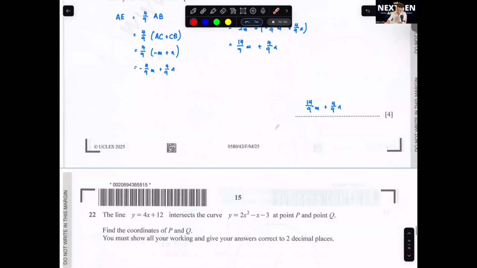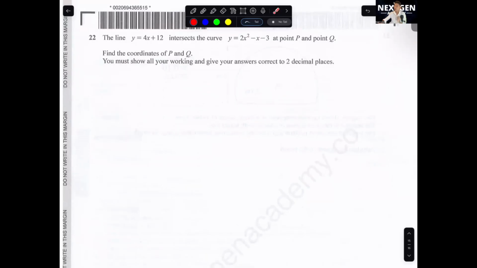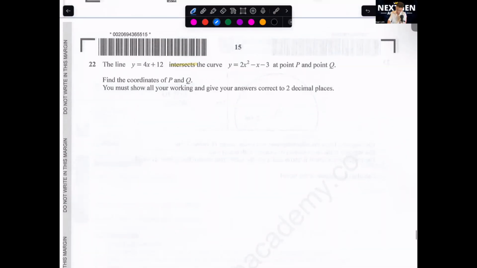Let's go to the last two. The line y equals to 4x plus 12 intersects y equals to 2x squared minus x minus 3 at points P and Q. Find the coordinates of P and Q. You must show all your working and give your answer correct to 2 dp. Intersect means you need to do a simultaneous equation. You got equation 1, equation 2. We're going to do sub 1 into 2. This is a non-linear and linear type of simultaneous equation.